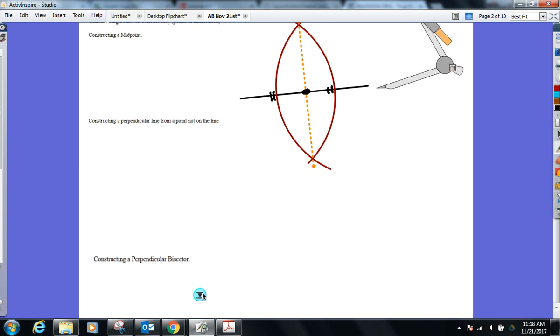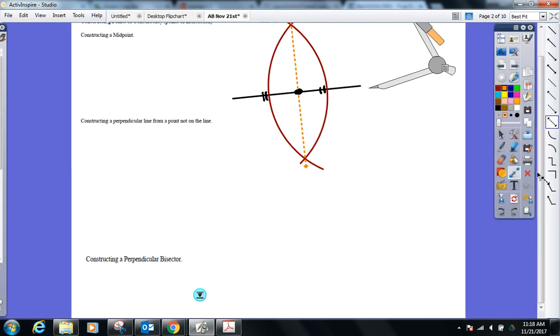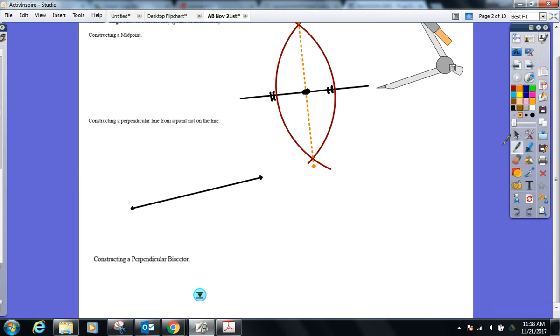All right, next one. Constructing a perpendicular line from a point not on the line. So draw yourself a line. And then draw yourself a point that's not on the line. How do I get another line that's perpendicular to the one you drew and going through the point you drew? So I need a perpendicular line going through your point that's perpendicular to the original line.